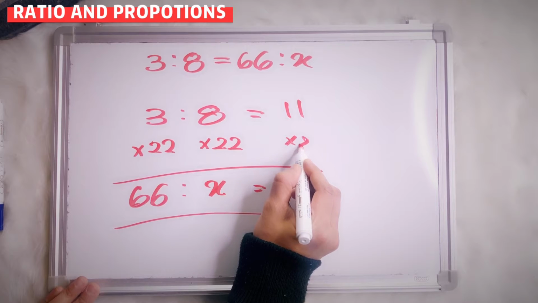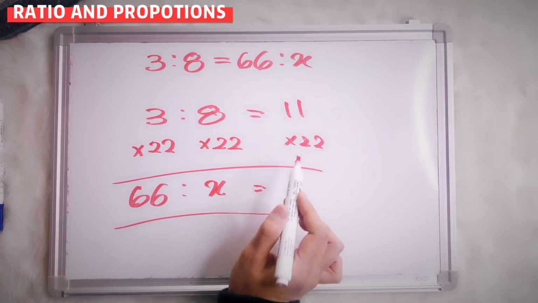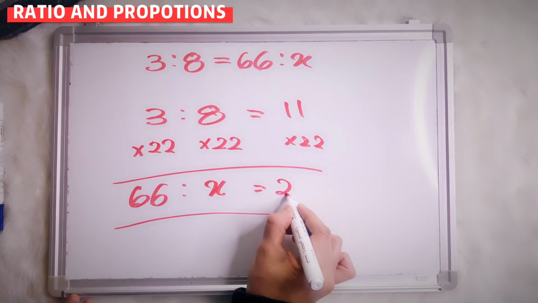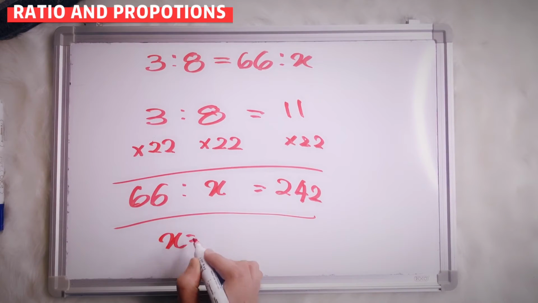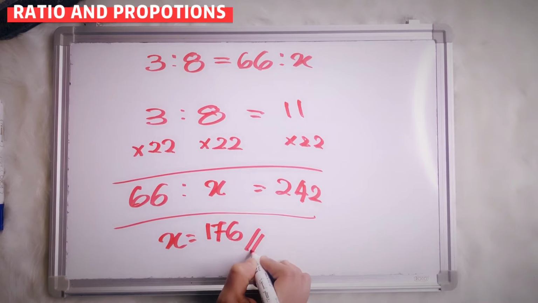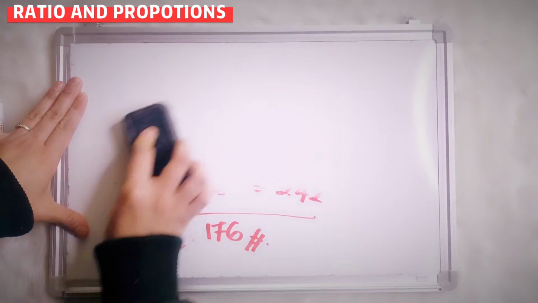Here also you have to multiply with 22. Alright, so here 11 times 22. Okay, you will have here 242. So now your x will be equals to what? When 8 multiply with 22, so your x will be 176. Alright, so now we proceed with problem solving.